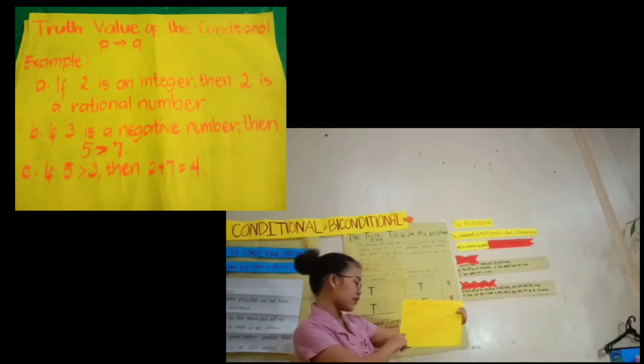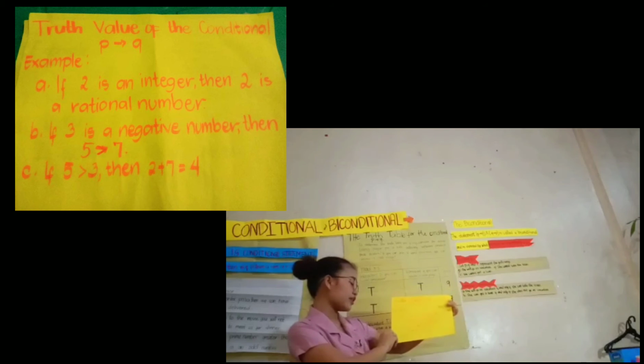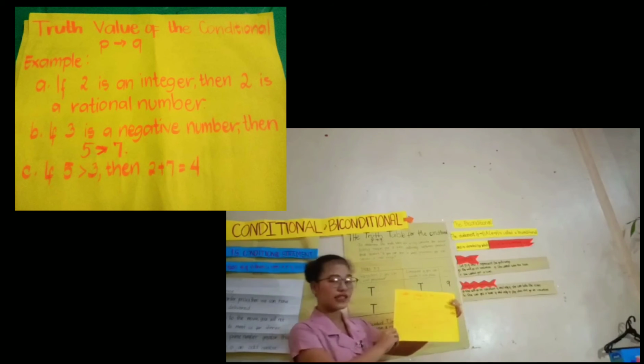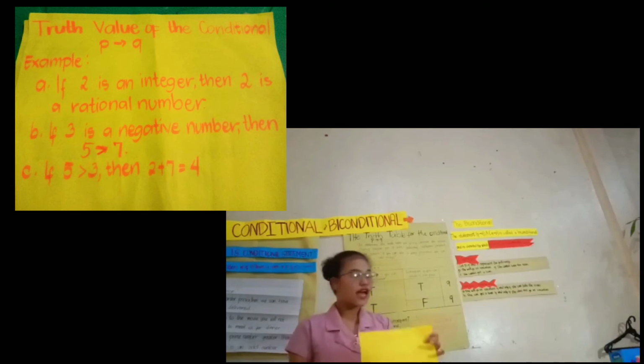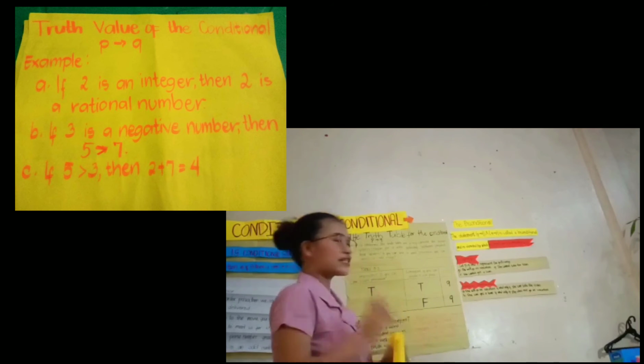In this one, the antecedent is, "3 is a negative number," and the consequent is, "5 is greater than 7." The third one is, if 5 is greater than 3, then 2 plus 7 is equal to 4. This statement is definitely false because the antecedent is true and the consequence is false. So, we come now to the second topic.